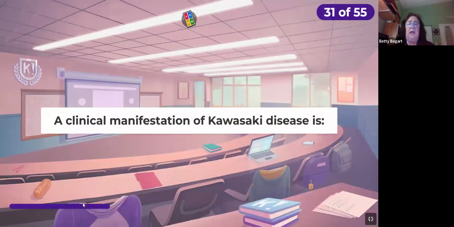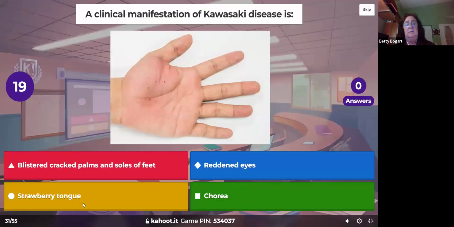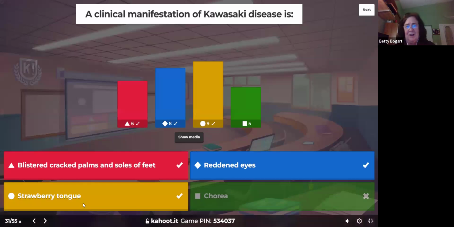Another multi. A clinical manifestation of Kawasaki disease is... I used to love watching children come in and diagnosing this. I said, I think this one's a Kawasaki. It's one of the reasons why I worked in the ER. I got to try to figure things out a lot.